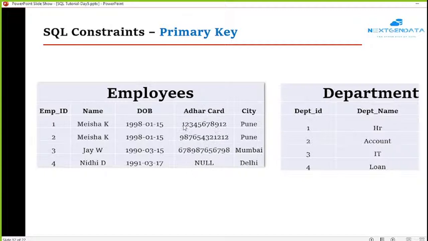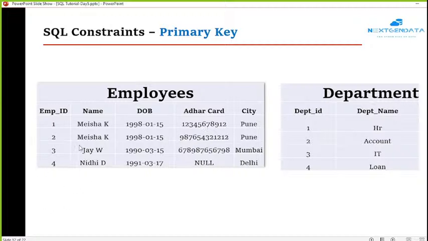So this Aadhaar card can be a unique key. We can consider, but again, if there is one more employee, say Kundan, and his date of birth is something, but if he doesn't have the Aadhaar card, then the unique key constraint will fail. So in that case, we cannot put the Aadhaar card as a unique constraint, or declare it as a unique key. So how can we create a primary key?